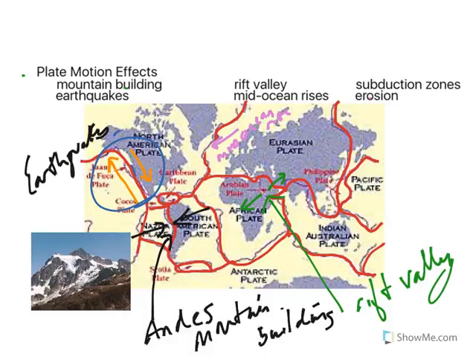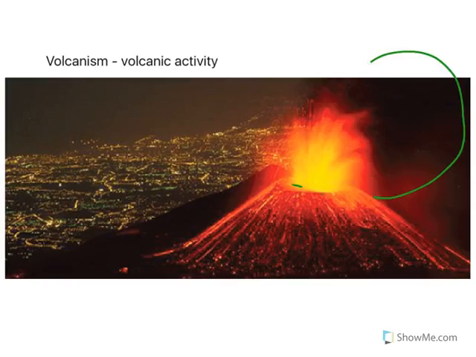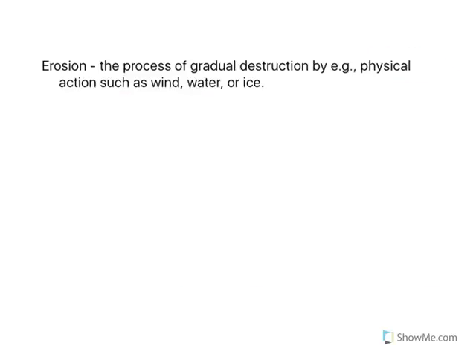Now, besides subduction zones, and rift valleys and mid-ocean rises and earthquakes and mountain building, another but subtle plate motion effect is erosion. So let's look at erosion. Erosion is the process of gradual destruction by physical action such as wind, water, or ice. Now, winds and water are ultimately traced back to volcanism, specifically from the volcanic gases that are emitted. These volcanic gases have water vapor in them.